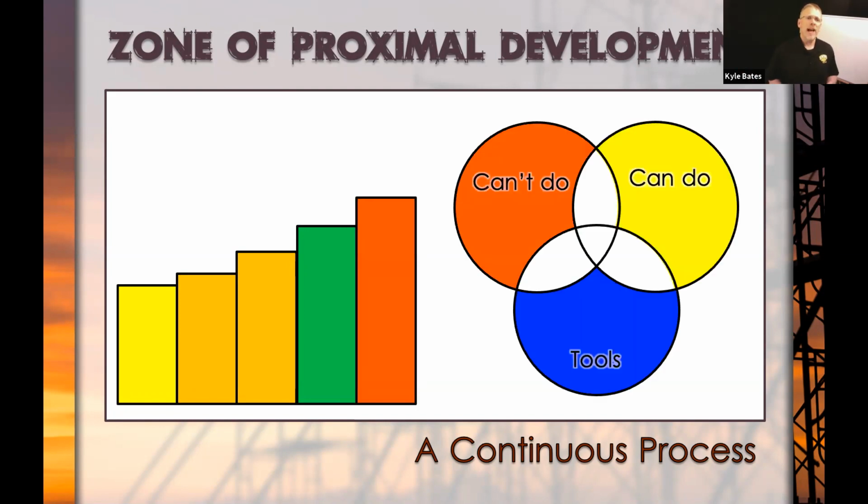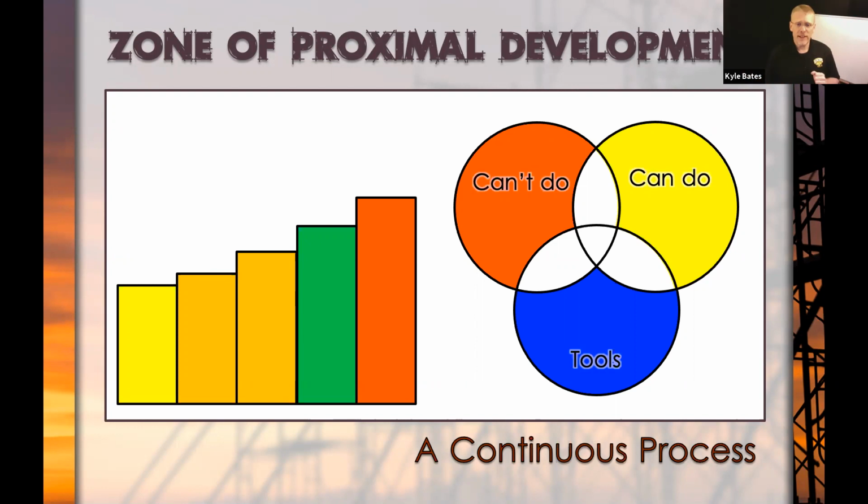So if we look at that, we can break it down using a Venn diagram. There are those things the students can't do. No matter what they do, no matter what information you throw at them, they just won't be able to do it. It's beyond their zone of proximal development.